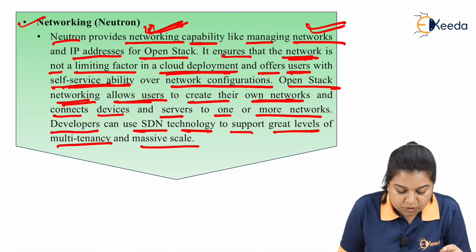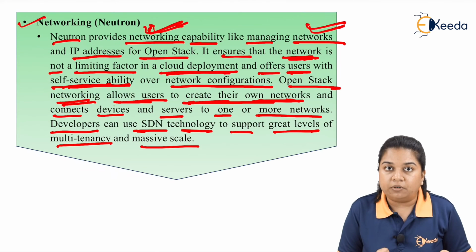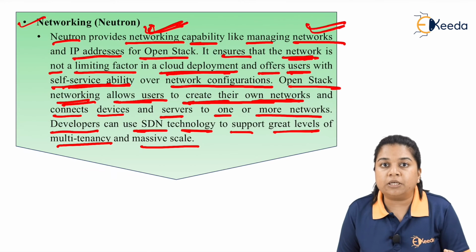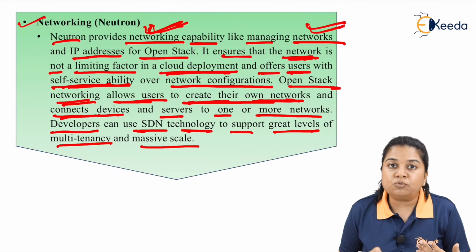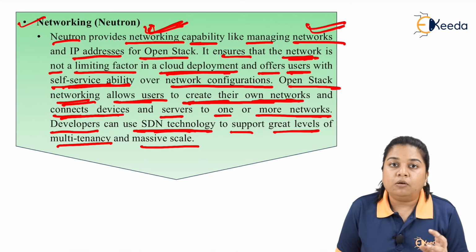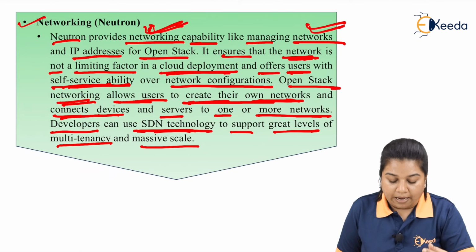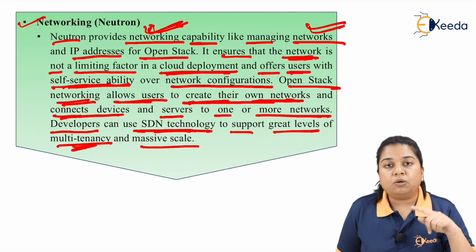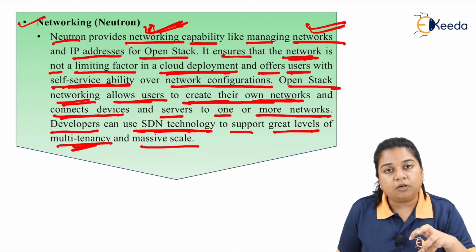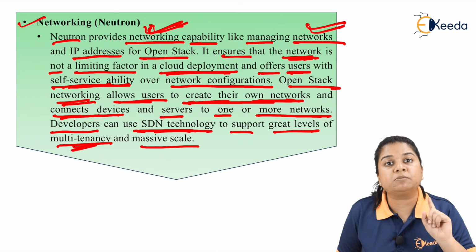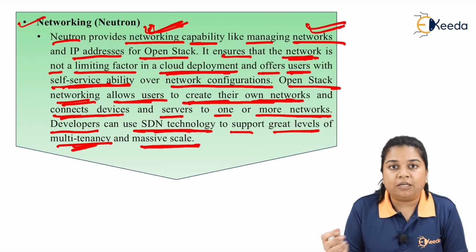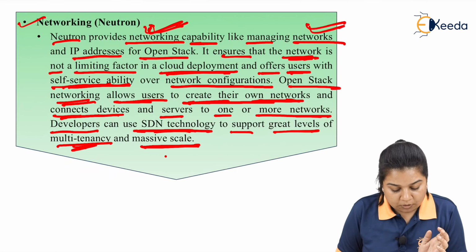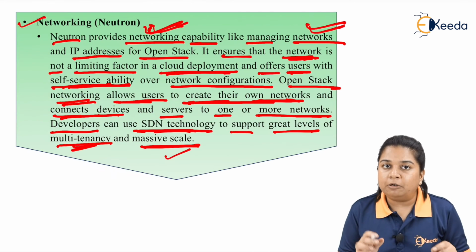OpenStack networking allows users to create their own networks. That means the end users can create their own network, and it can connect devices and servers to one or more networks. Now developers can use SDN technology, which supports this to a great extent, along with other kinds of technologies, but SDN technology is more dominant because it supports multi-tenancy and massive scale. That means the levels of connectivity will be massive in that particular technology. That means scalability will be massive.